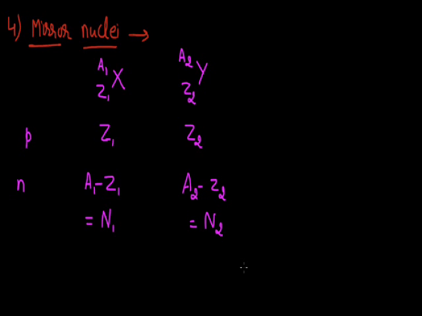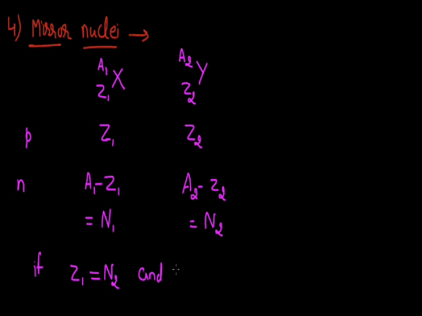Now, these two nuclei can be defined as mirror nuclei if they follow a condition, and the condition is that the number of protons present in the first nucleus, that is equal to its atomic number Z1, is equal to the number of neutrons present in the second nucleus, indicated by the symbol N2, and the same thing is followed by the second element also.